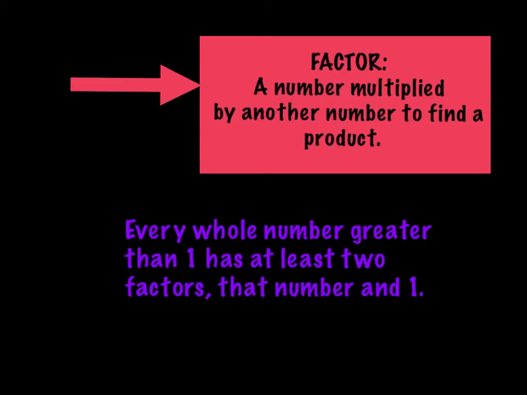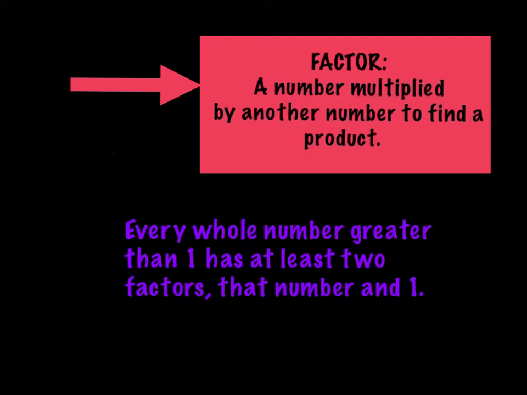So here is what a factor is. It's a number that's multiplied by another number to find a product. And remember, product just means the answer to a multiplication problem. So if I had the number 12, well, I know that 2 times 6 equals 12. So 2 and 6 would be the factors of 12. So those are the two numbers that I multiplied together to find 12.